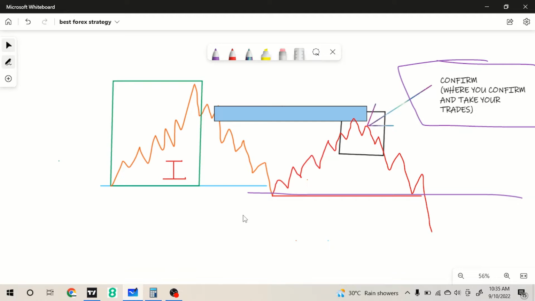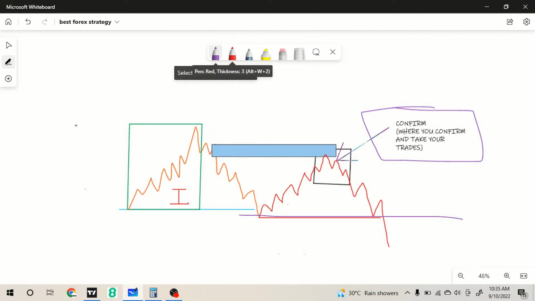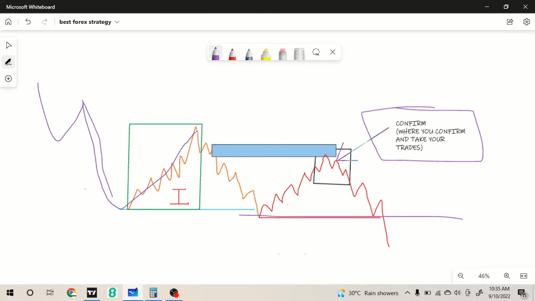So first of all, we're looking at a bearish market here. Imagine you're already in a bearish market. The market has been trending lower and lower, and created a low this way. Now this green box here is the impulse. Sorry, that was marked out wrongly. This move down here is the impulse of the market, and then this is the supply zone.